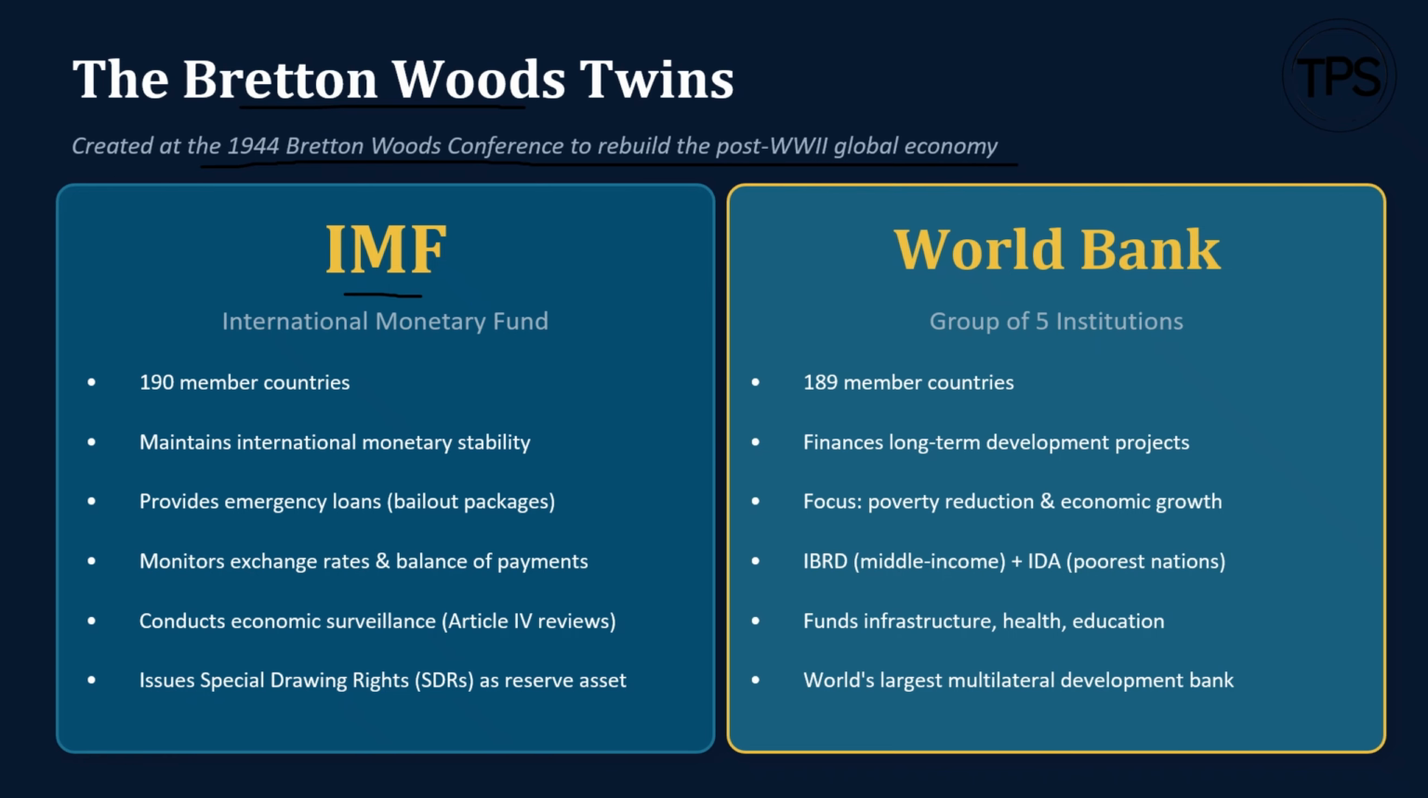Twins are IMF and World Bank. Back there, that was WTO, World Trade Organization. Now it is International Monetary Fund. There are 190 member countries in IMF. It maintains international monetary stability and provides emergency loan bailout packages whenever there is a need of loan for the countries.